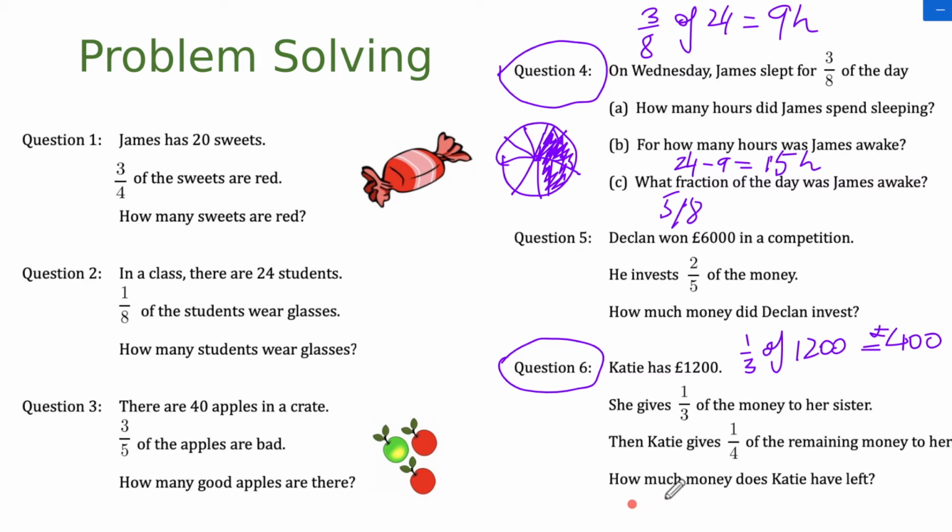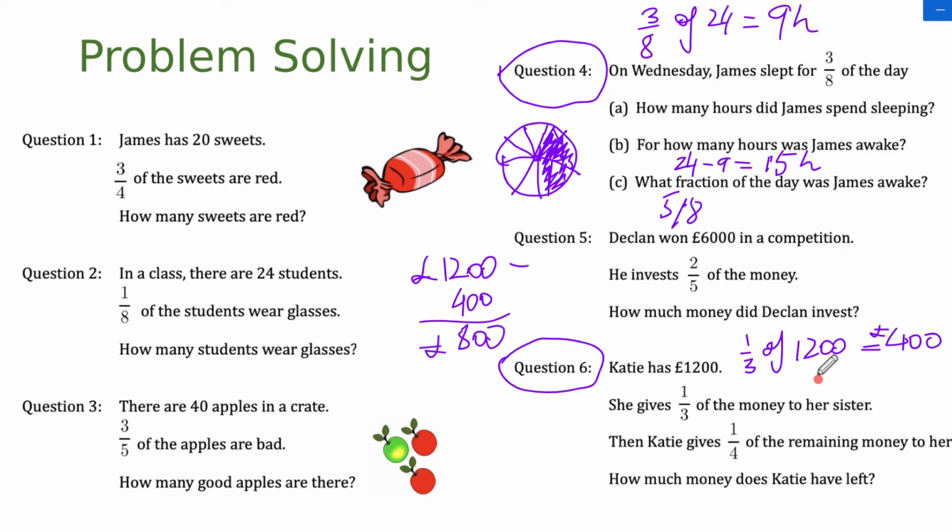Anyway, and then the question is, how much does she have left? So she had 1,200, then she gave away 400, and then the remaining amount here is 800 pounds, okay? And then she gave away another quarter of this. What is the quarter of 800?